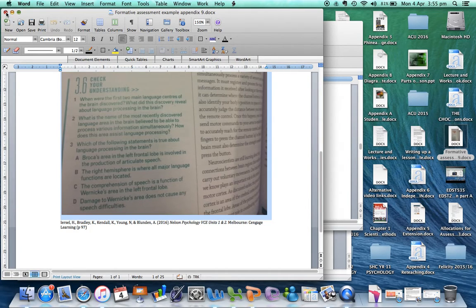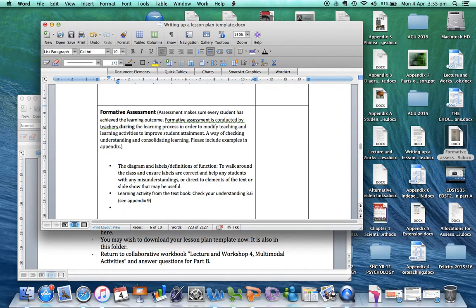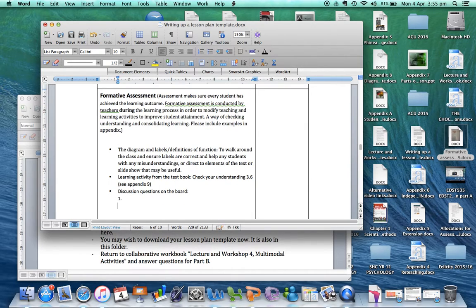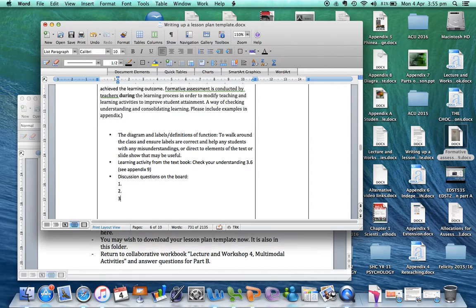So once I have written that, another formative assessment could just simply be some discussion questions on the board. I'd write them down here, discussion question 1, 2, 3, and they could just be as simple as me speaking about an area of the brain that has received some sort of brain trauma and the effect of that on behaviour and cognition.